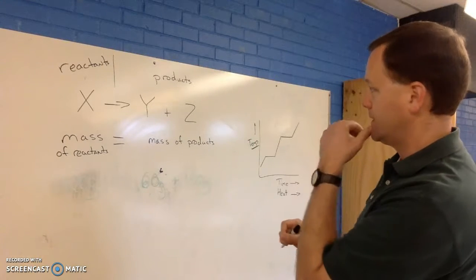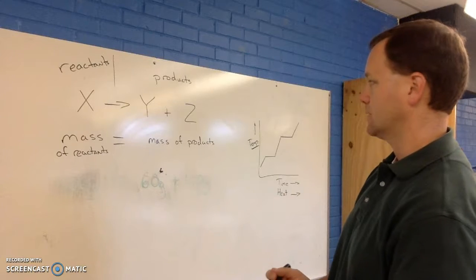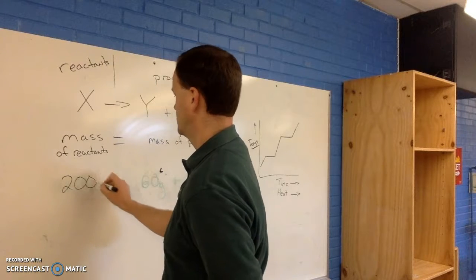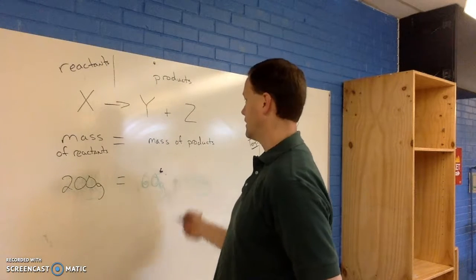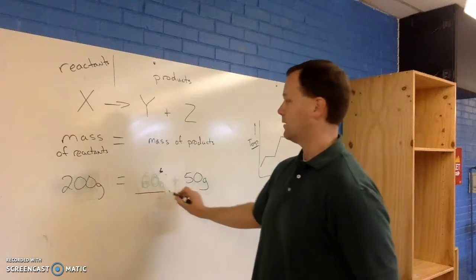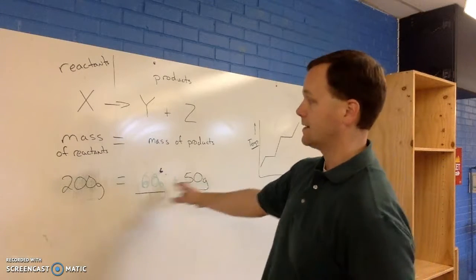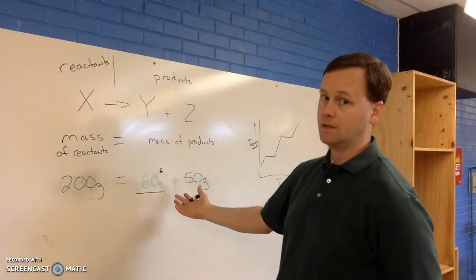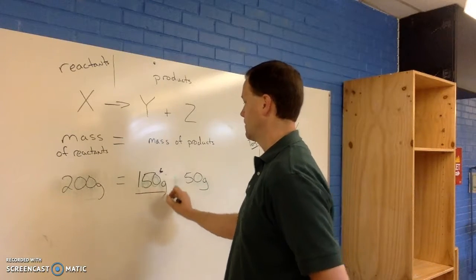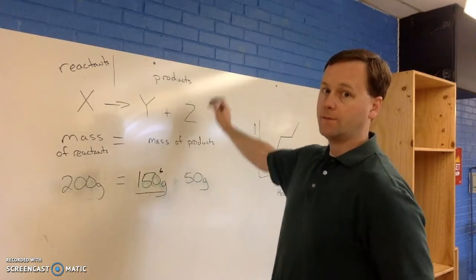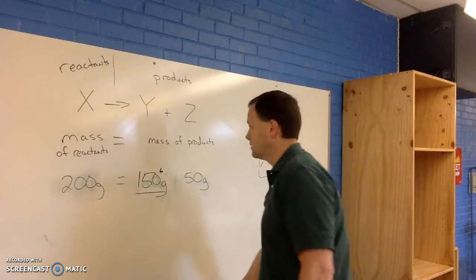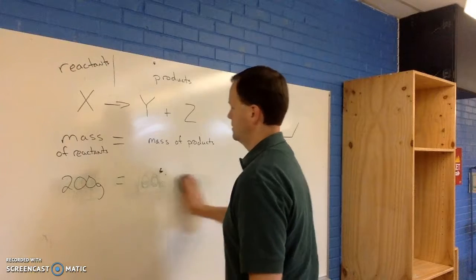Let's say we have, not a lot else we can do with just 3 things, 200 grams of X, and let's say you got 50 grams of Z. How many grams of Y would I have? Well, this side has to equal that side, so it's going to be 150, because 150 plus 50 gives me 200. So this is 150 grams of Y, 50 grams of Z, 200 grams of X. It's pretty simple.